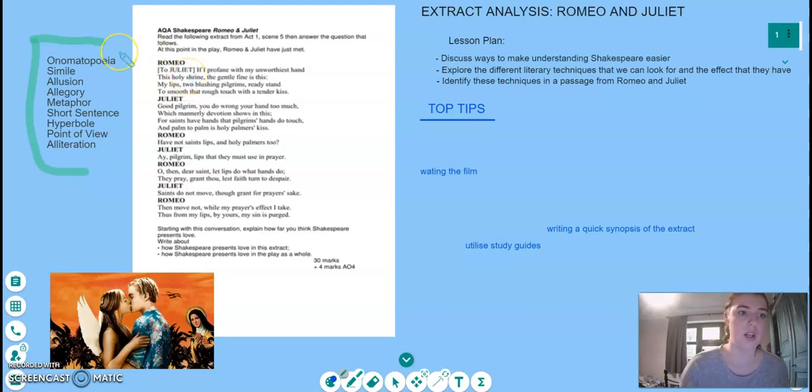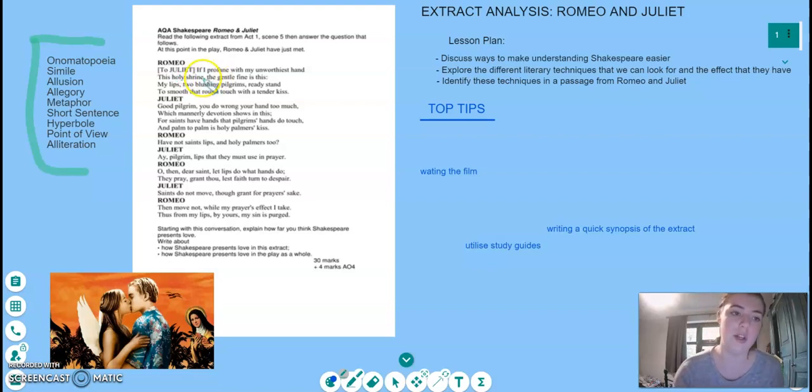Okay, does anybody have any questions at all about what you've looked up or need anything clarified? No? Okay. So next, it's obviously important to know what those techniques are, but just knowing what they are isn't really going to help you in the extract. What you want to do is identify them and then try and figure out what they mean, or what Shakespeare is trying to tell us by using them.